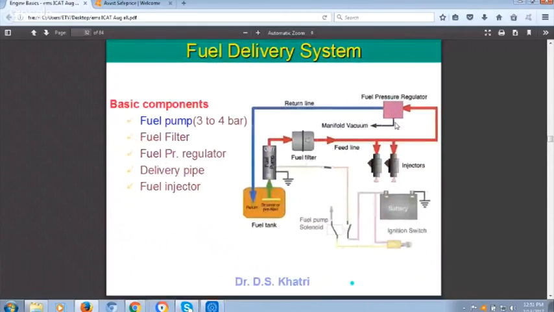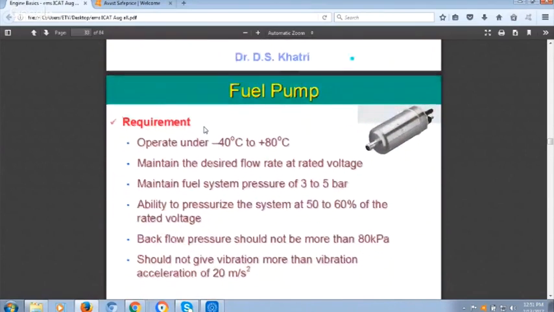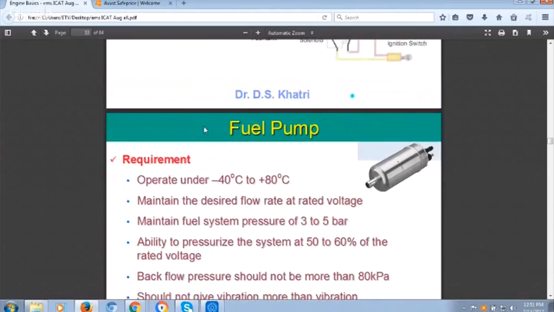Now come to the parts of this fuel system. You have a fuel pump, you have a fuel filter, you have fuel pressure regulator, delivery pipe, and fuel injector. So this is an operating range in India. Now again, a very interesting story. You know that Hyundai Santro car, which Hyundai has launched. I think they were the first people when they launched the EFI system in 99.